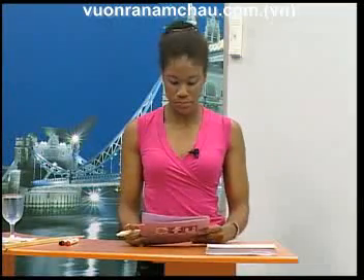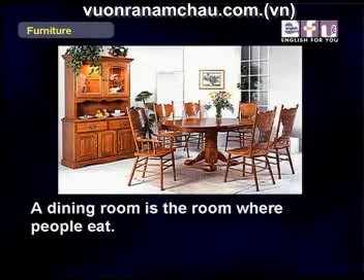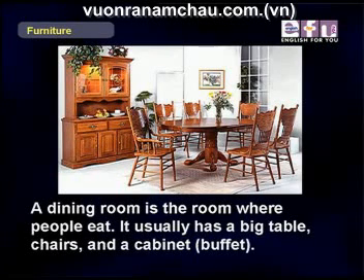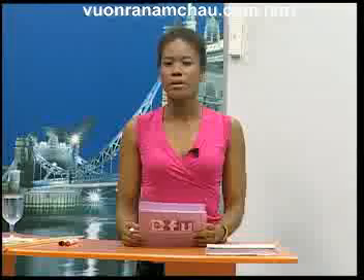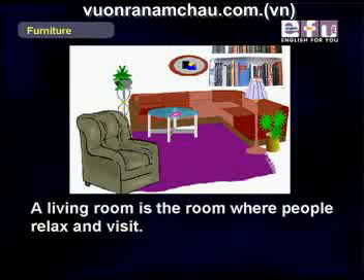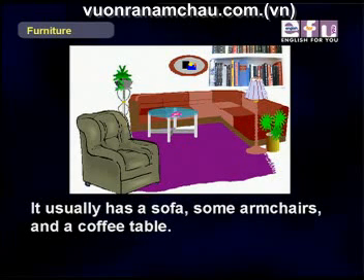Now the dining room. The dining room is the room where people eat. It usually has a big table, chairs, and a cabinet or buffet. Living room. A living room is the room where people relax and visit. It usually has a sofa, some armchairs, and a coffee table.